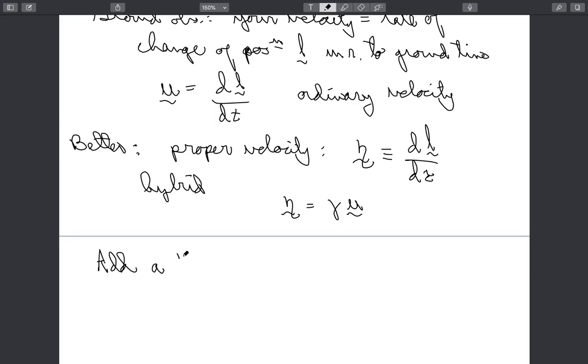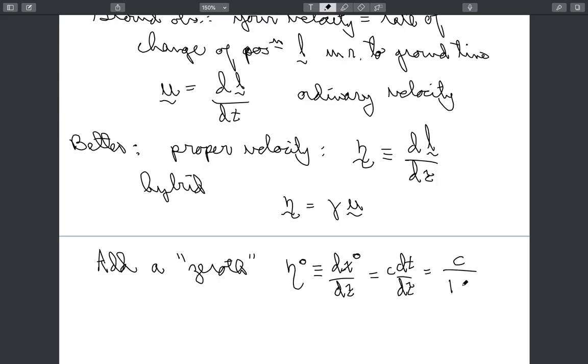Now we can do a little bit more here. We can add a zeroth component to this 3 vector. This zeroth component is by definition the rate of change of the zeroth coordinate, which was our time-like coordinate, with respect to proper time. So this is really c times dt d tau. But we know the relationship between t and tau is just this gamma. So this is really just gamma c, right? So c divided by the square root of 1 minus u squared over c squared.